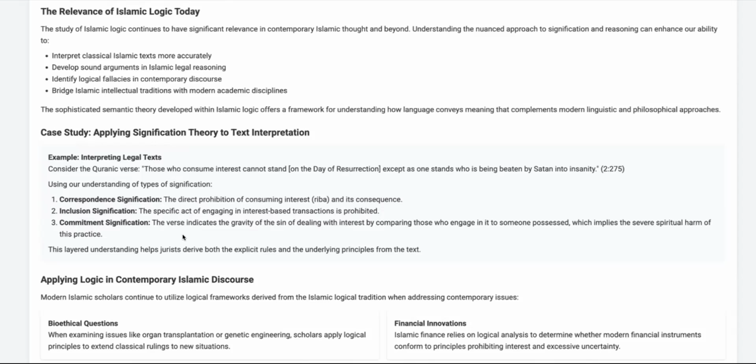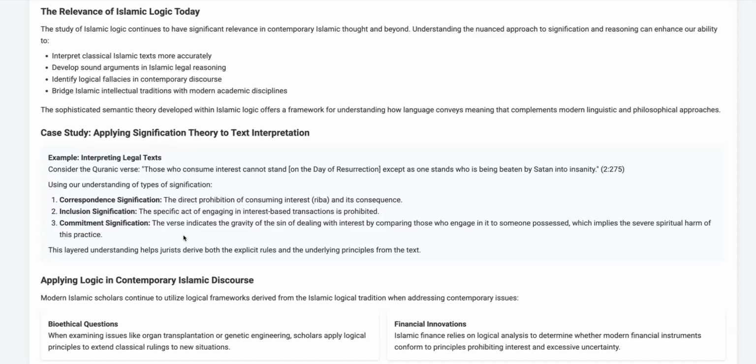Consider the verse of the Quran, those who consume interest cannot stand on the day of resurrection except as one stands who is being beaten by Satan into insanity. Using our understanding of types of signification, what do we take from this? Correspondence signification: the direct prohibition of consuming interest, riba, and its consequences. Inclusion signification. This is tadammuniya. So correspondence is mutabaqa. Inclusion is tadammuniya.